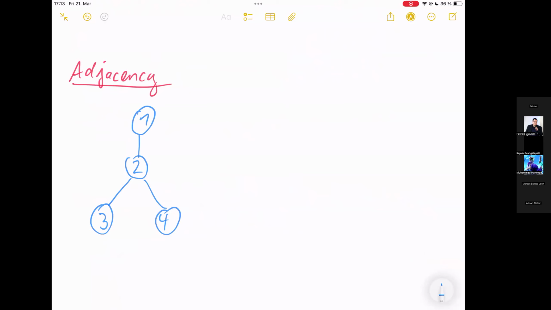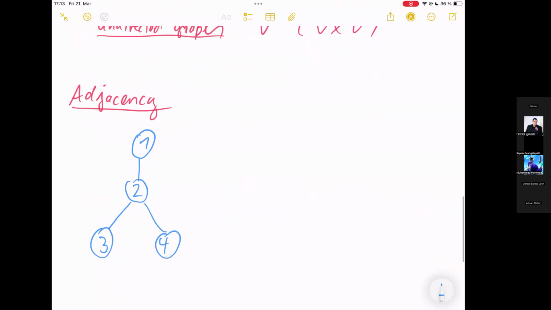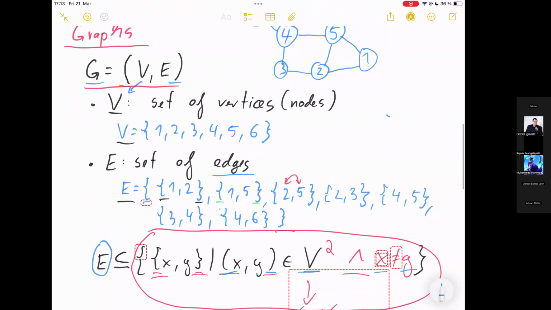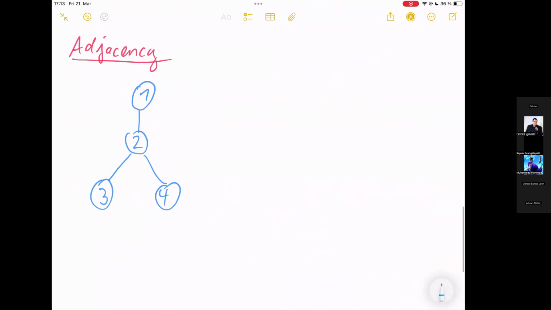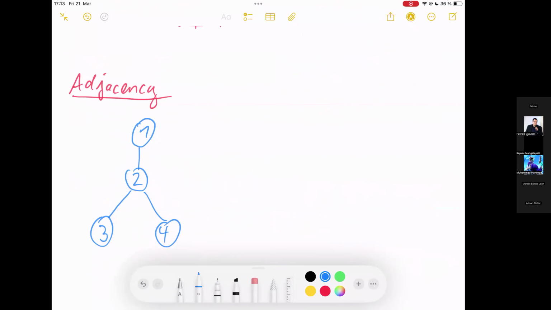You can take this home as an exercise and try to describe this graph with this definition here, and we'll come back next week to that definition anyway. But we can also describe this as a matrix by using the adjacency matrix. And the adjacency matrix for this graph would look something like this.